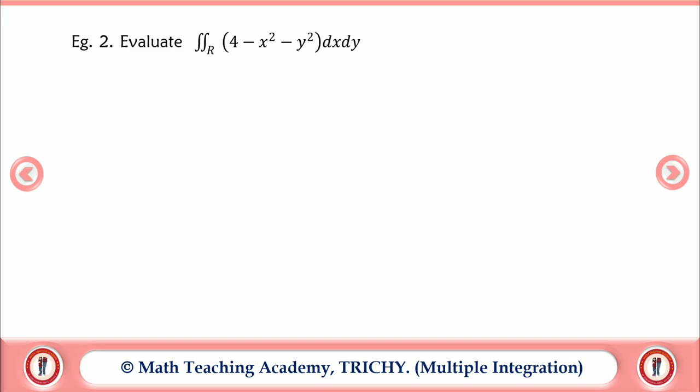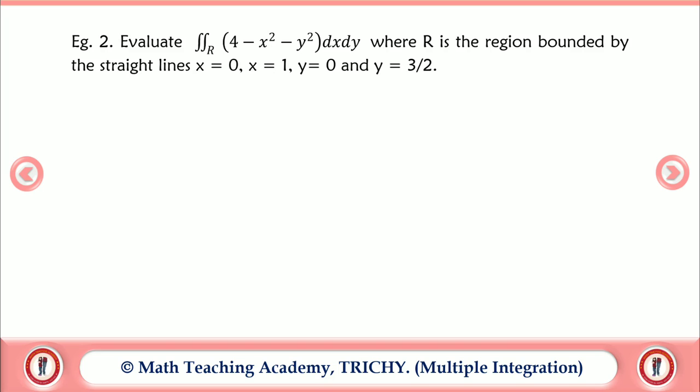Have a look at example 2. Evaluate the double integral over R of (4 minus x squared minus y squared) dx dy, where R is the region bounded by the straight lines x equal to 0, x equal to 1, y equal to 0 and y equal to 3 by 2. First off, let us take I to be the given integral.